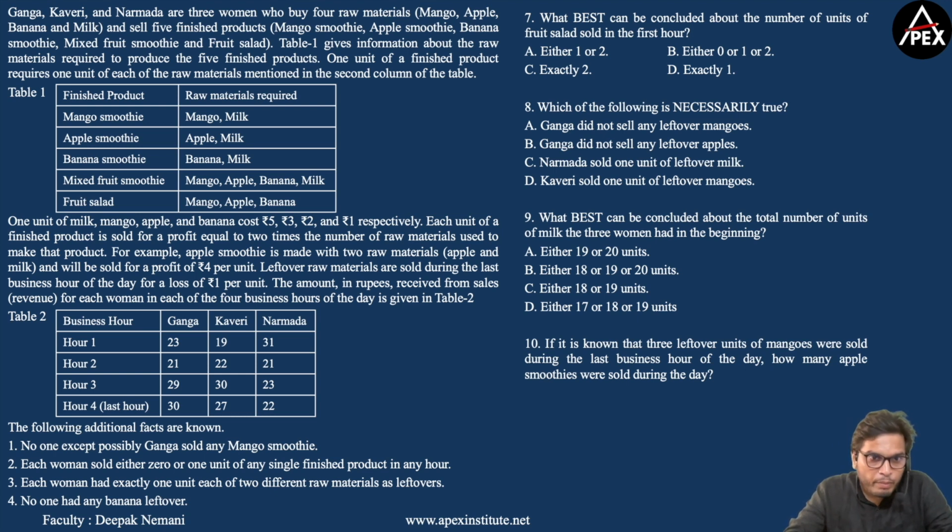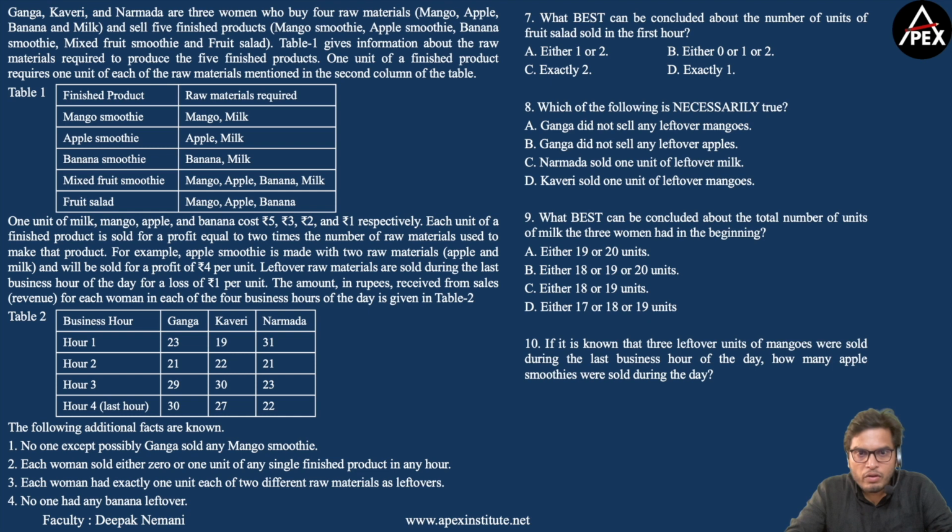Now 1 unit of milk, mango, apple and banana cost 5 rupees, 3 rupees, 2 rupees and 1 rupee respectively. Each unit of a finished product is sold for a profit equal to 2 times the number of raw materials used to make that product. For example, apple smoothie is made with 2 raw materials and will be sold for a profit of 2 into 2, 4 rupees per unit.